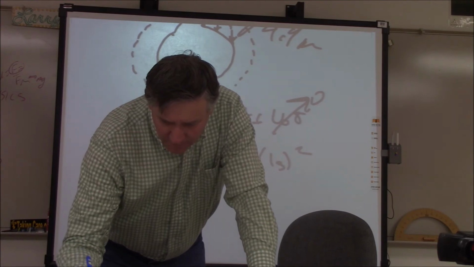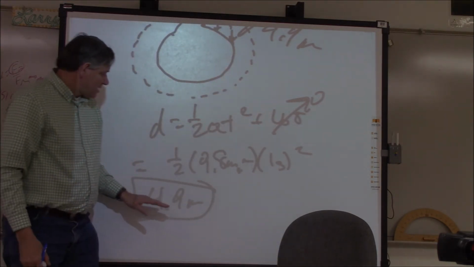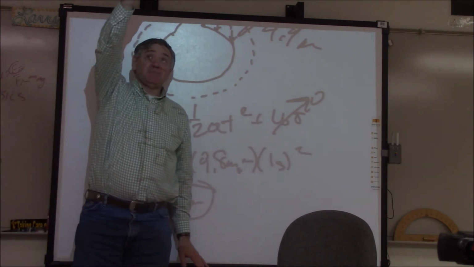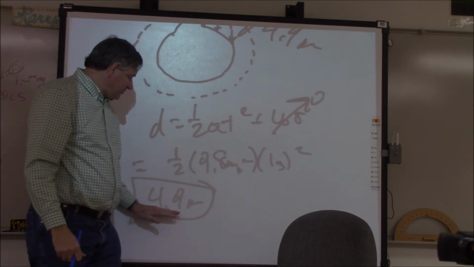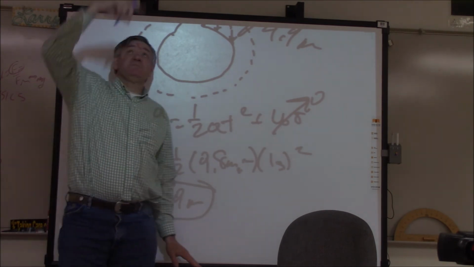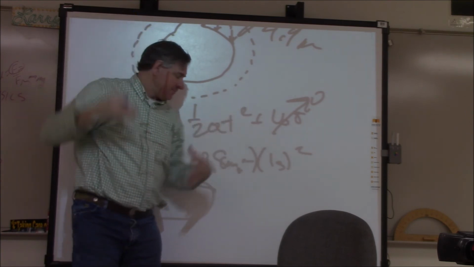And I want to get 4.9 meters. Okay, so here's the significance of this number. If you could drop something and let it fall for an entire second, it would fall 4.9 meters, which is about twice as high as the ceiling. So you can kind of get a visual of what's happening.